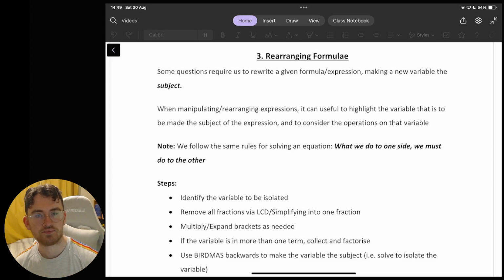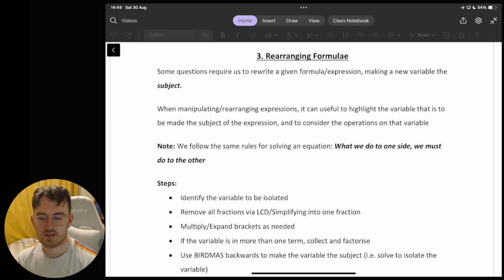So when we're asked to rearrange a formula, what we're generally being asked is they will give us an expression, usually an equation, and it could have multiple variables, and they're asking us to reorganize this equation so that it is one variable equal to everything else. That's usually the method that we're trying to follow here.